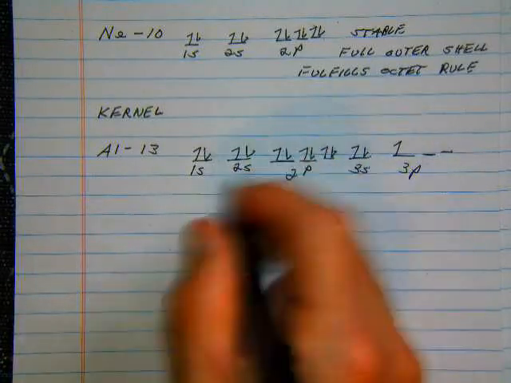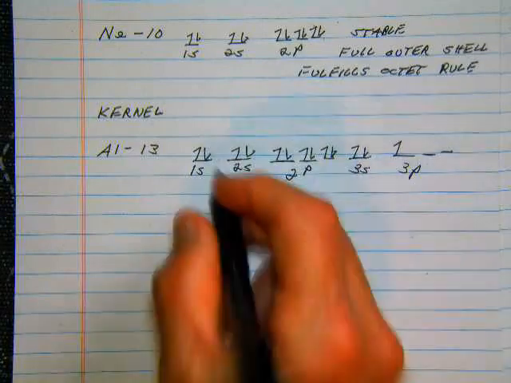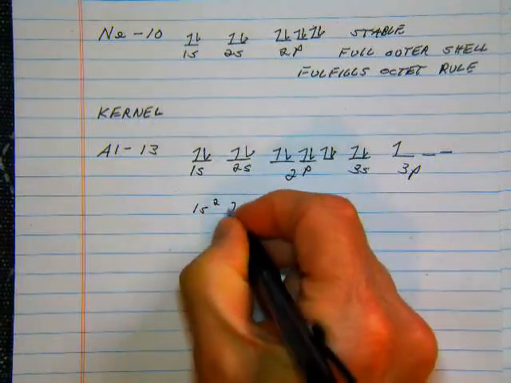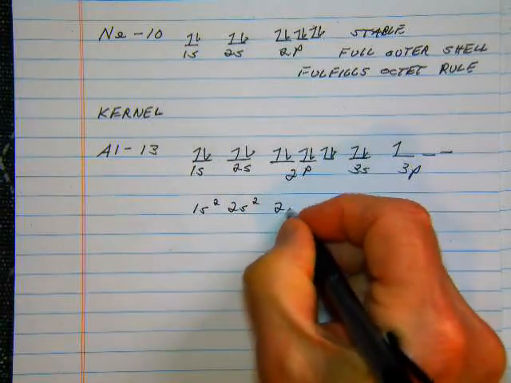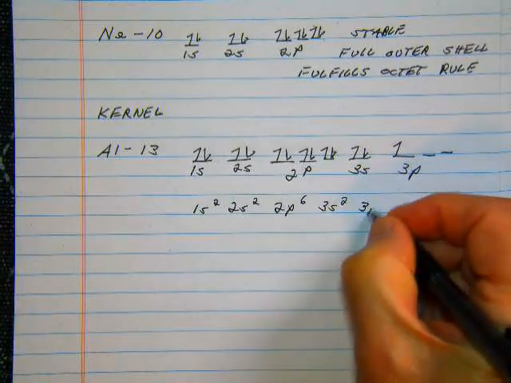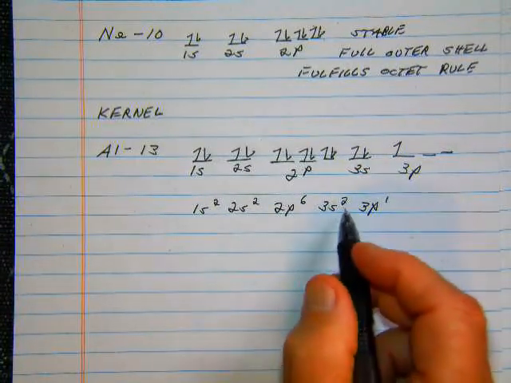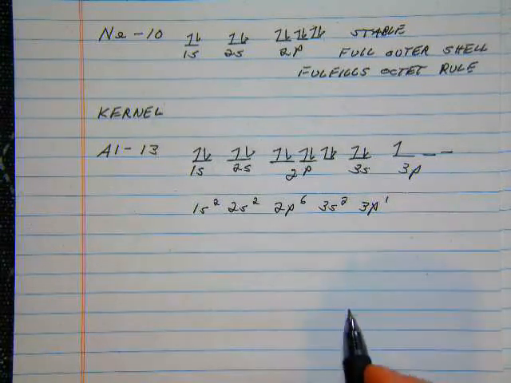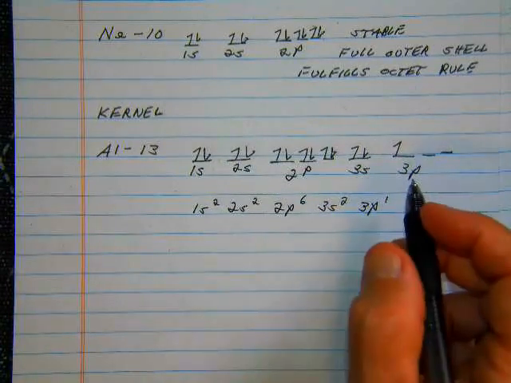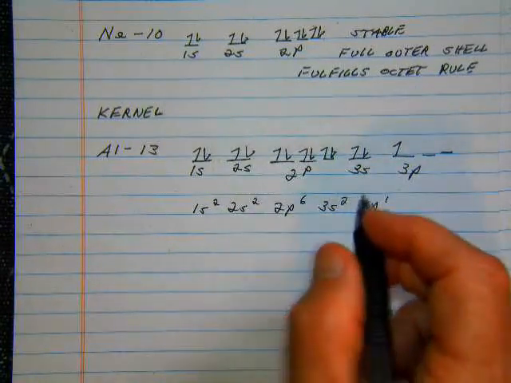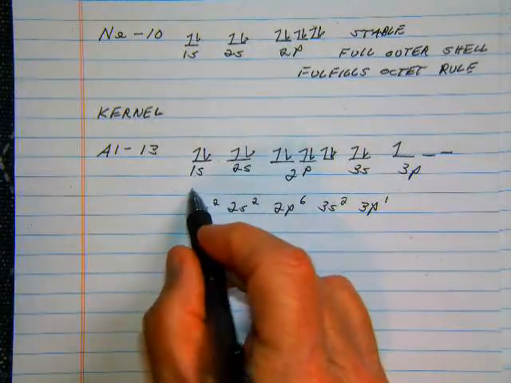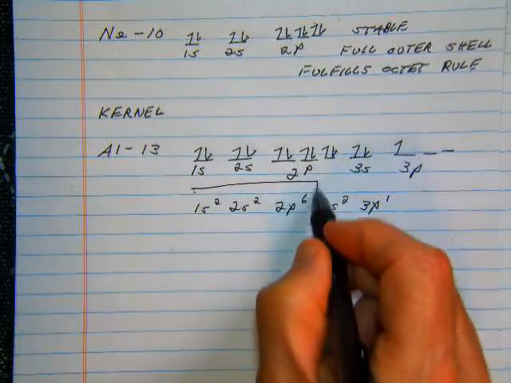Now, we could also write it 1s2, 2s2, 2p6, 3s2, 3p1, so we have 13 electrons there. Now, let's write it using the neon kernel. If you remember up here, neon's the first 10. So there's our first 10 right here.